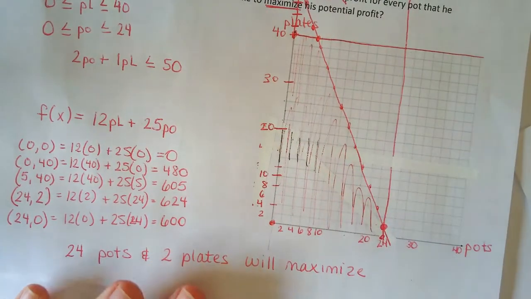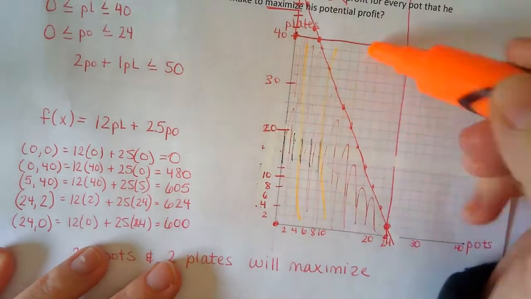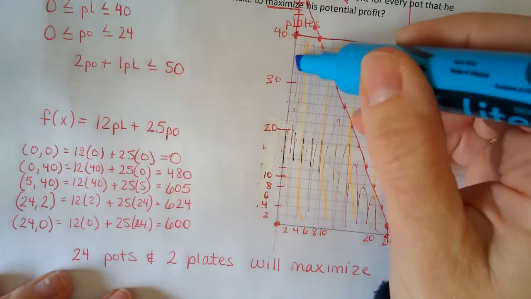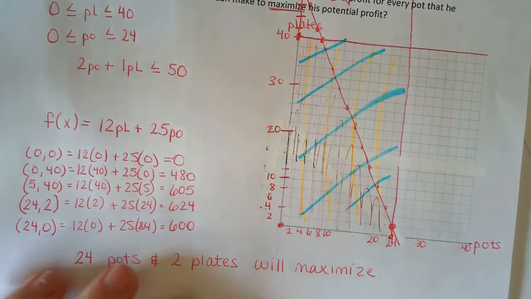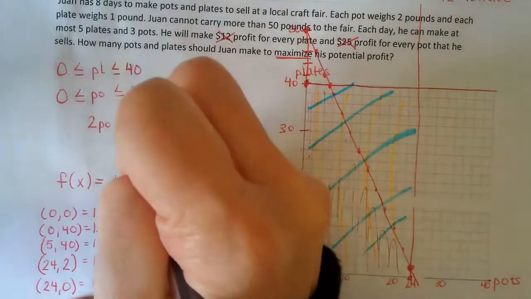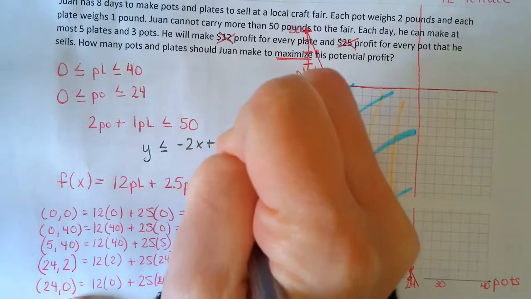So that means I'm using this region over here. So I was going to the right, this direction this way. Then I was going below my 40. So that means I'm going there. And then I went ahead and changed this into slope-intercept form. So I had y less than or equal to negative 2x plus 50.